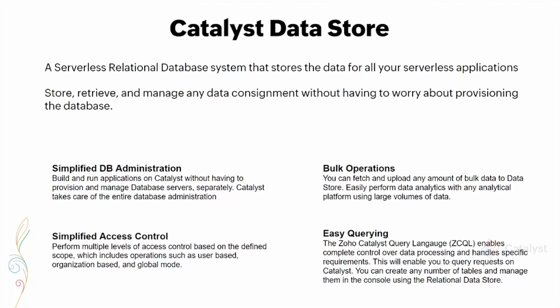There are a lot of bulk operations that are available, in which you can fetch or upload any amount of bulk data to data store. And there is easy querying. So the Catalyst data store operates on ZCQL, which is Zoho Catalyst query language, which is very similar to Postgres or MySQL, and it helps you to slice and dice whatever kind of data you need to extract out of the relational database.